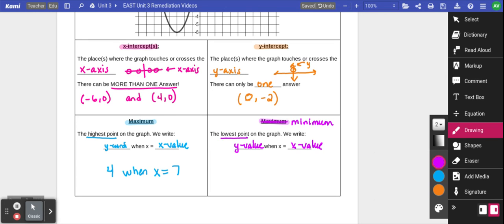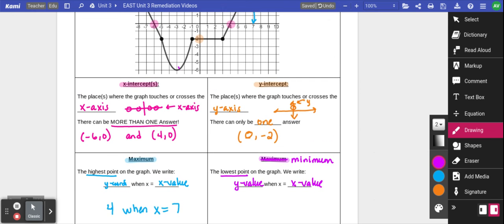So instead of writing it with parentheses, we write it a slightly different way. On this graph, the minimum is located right here. That's the lowest point. So we would say that the lowest this graph goes is -6, and it does that when x is equal to -3.